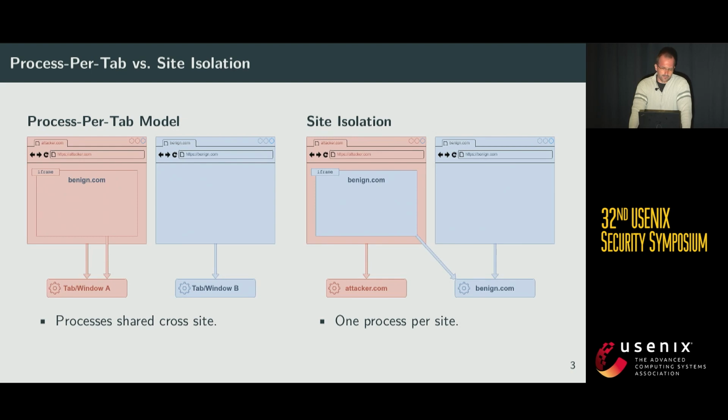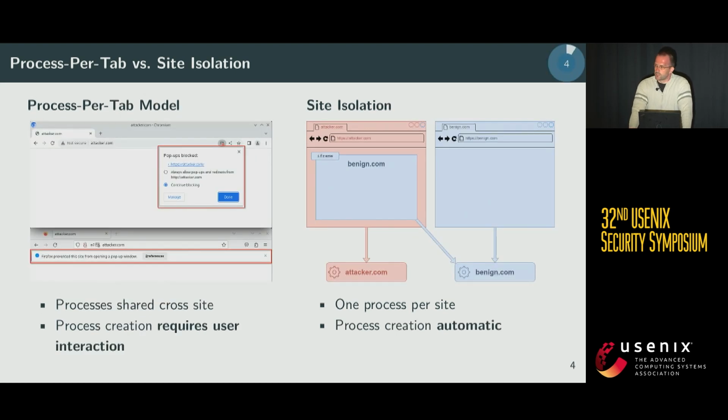multiprocessing in browsers. Prior to site isolation, in the process per tab model, a new process was created for each new window or tab. And if multiple sites were rendered in the same window or tab, those sites would share the same process. In contrast, site isolation creates a new process shared between all instances of the same site regardless of how many windows or tabs the site is rendered in.